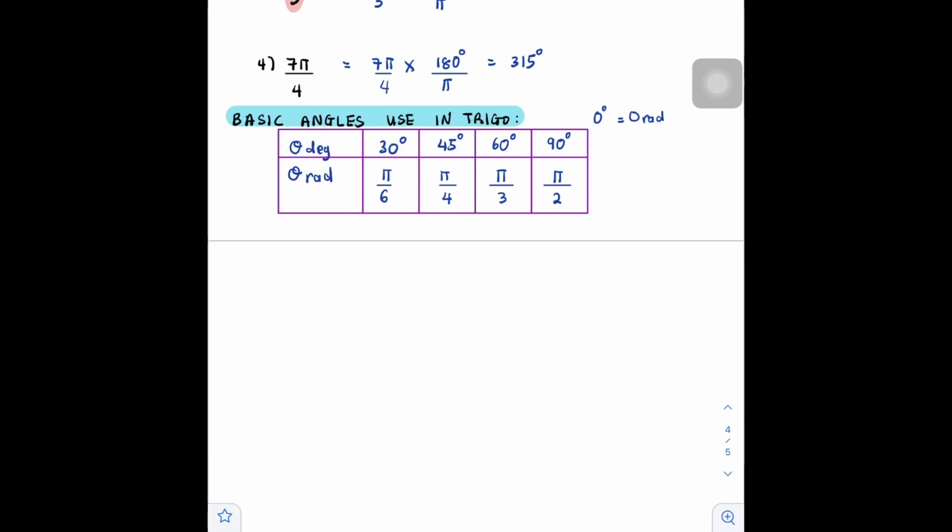If the question gives you pi over 6, understand that it is 30 degrees. If pi over 3, that one is 60 degrees. So you have to remember the basic angles that are always used in trigo questions.